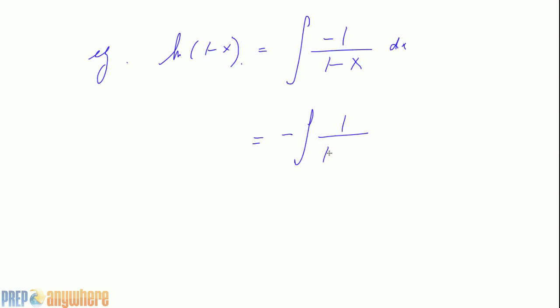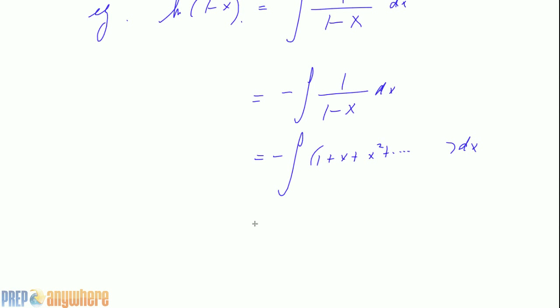Okay, so let me factor the negative out to the front. We just have a nice clean 1 over 1 minus x, and 1 over 1 minus x can be easily represented as a power series. It's 1 plus x plus x squared plus so on, right? Okay, so let's find the antiderivative of that. You get x plus half x squared plus a third x cubed, and so on, right? With some constant at the end.